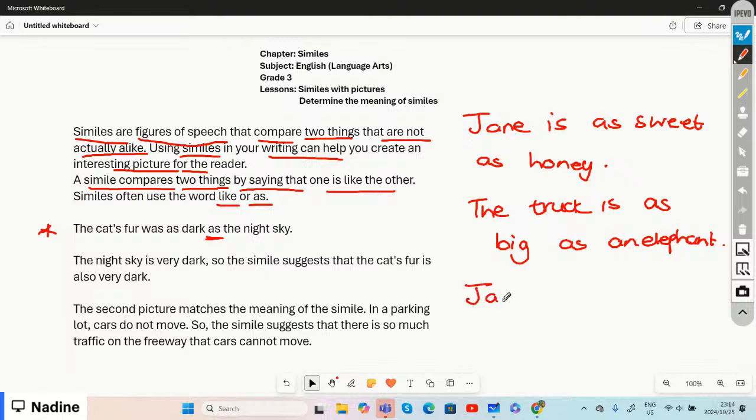Jack is as brave as a lion, right? Jack has got nothing to do with a lion, but we are saying that these are not two things that are alike.